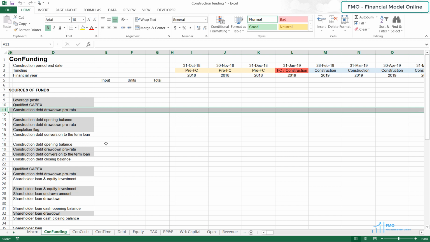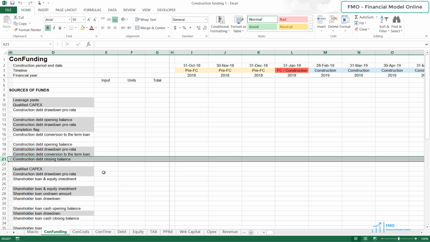In addition to the construction debt drawdown, we have to model the construction debt balances. This is needed to model the interest during construction on the construction debt. And we also have to keep track of the construction debt balances, so we know the debt amount we have to refinance at the end of the construction period.